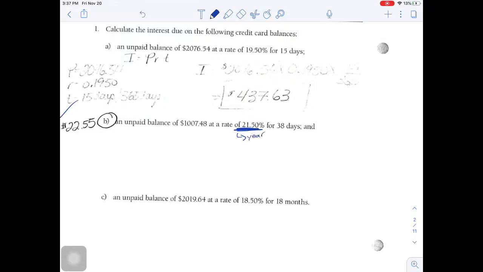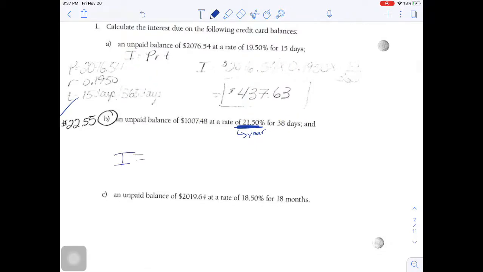So if you don't pay this amount off your card, you're going to owe 21.5% of this in a year. But we're only going to not pay it for about 38 days. So what does that mean? That means we're going to have only a portion of this owed. So we still are going to use our I equals P R times T.